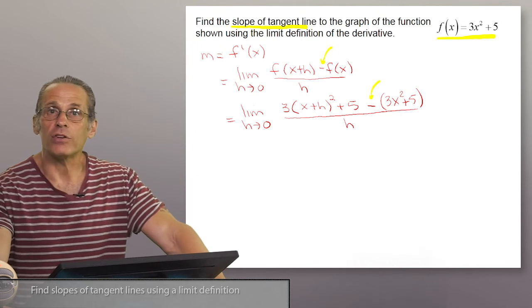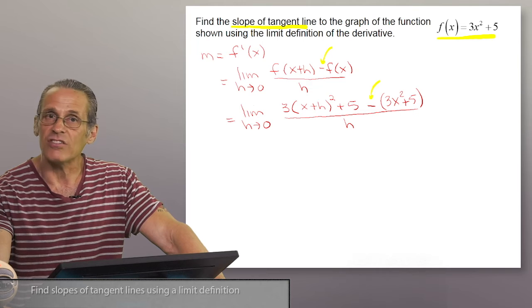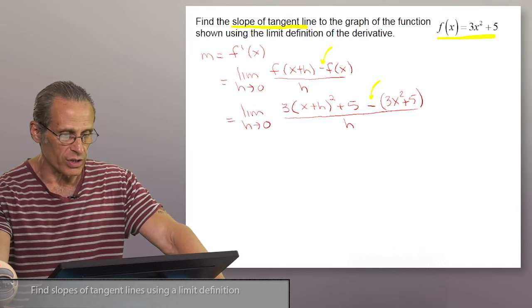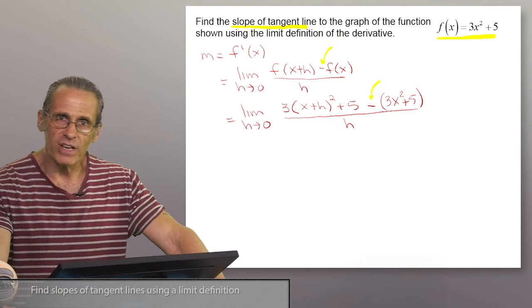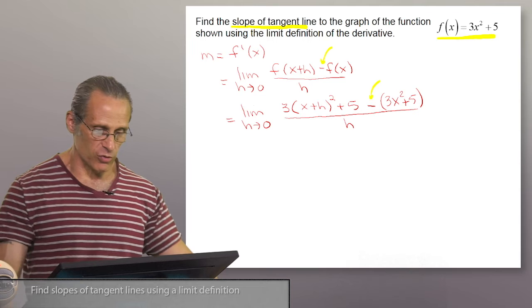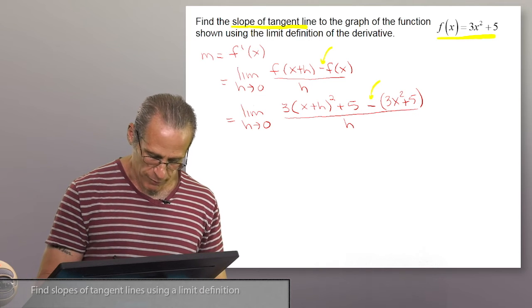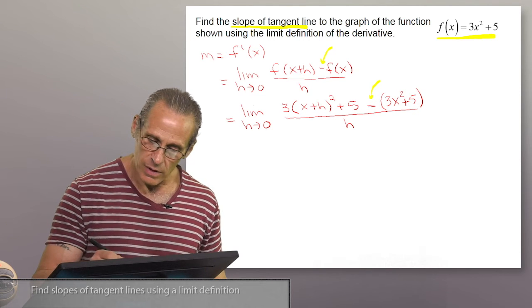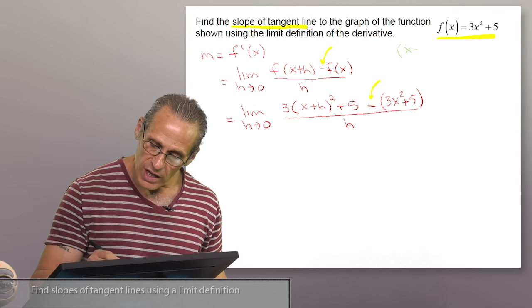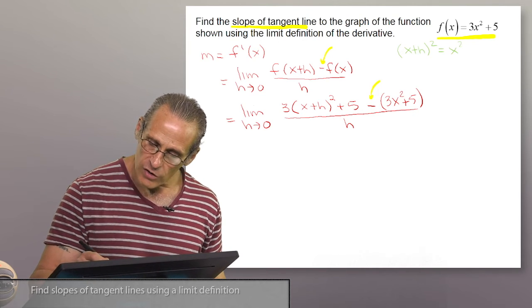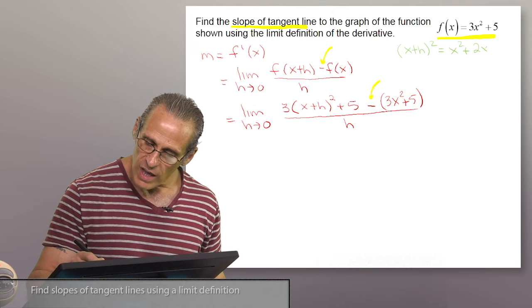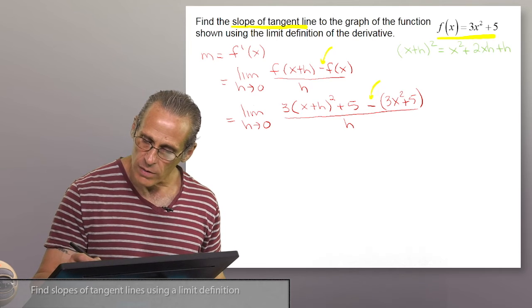Now if I can evaluate directly, I would do so, but I cannot substitute an h into my function, so I'm going to rearrange the terms by multiplying everything through to try to get a bunch of cancellations so I can eventually cancel the h out. Well, before I do this, I've got to remember something, which is that x plus h squared is equal to x squared plus 2xh plus h squared.